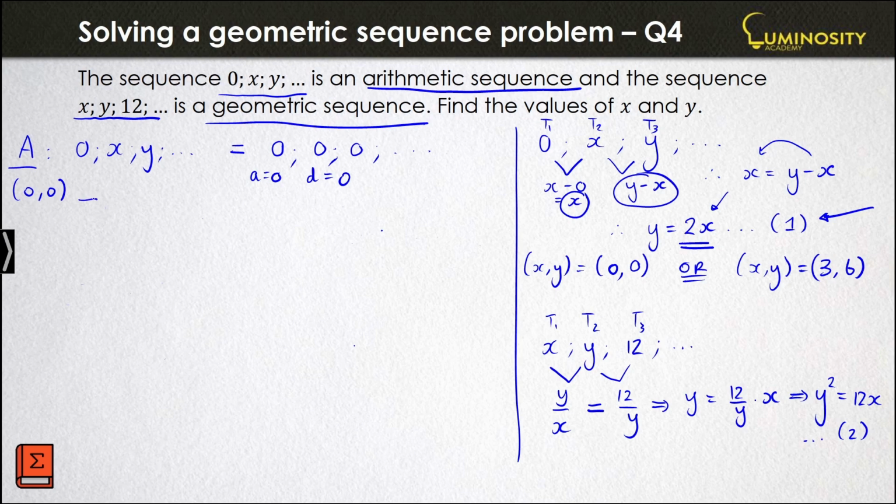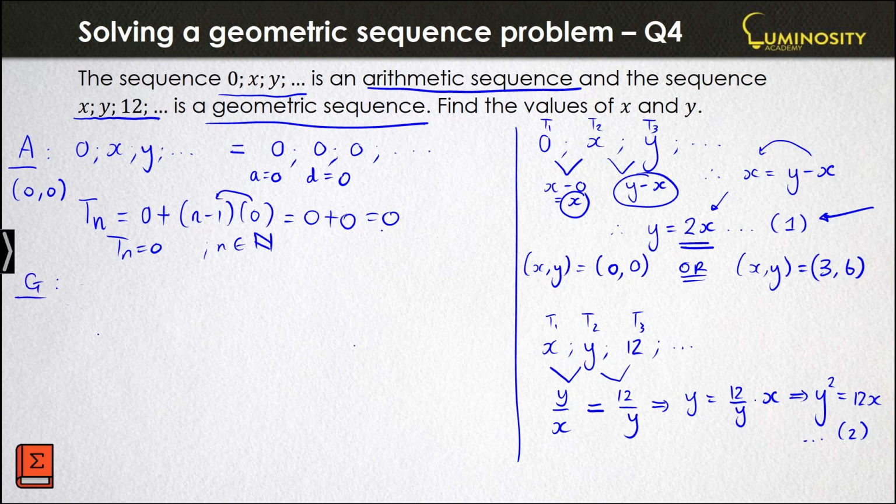So the term would be Tn equals a, which is 0, plus n minus 1 times d, which is 0. But 0 times anything is 0, so it's 0 plus 0, which is 0. So your Tn is just 0 all the time for all natural numbers n. That is still an arithmetic sequence. It's what we call a constant sequence of just zeros. Okay, what about the geometric sequence?